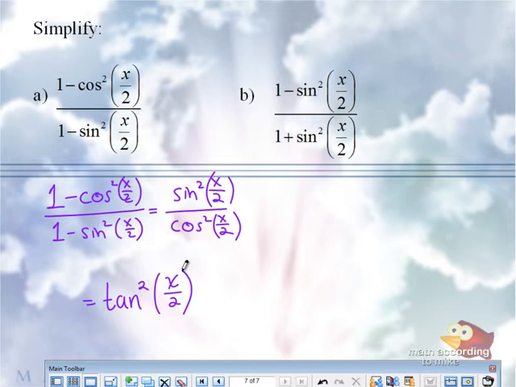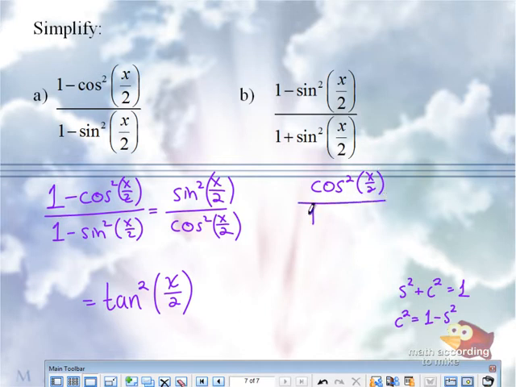What's this next one? 1 minus sine squared of x over 2 over 1 plus sine squared of x over 2. Thoughts? Feelings? Cosine squared of x over 2 over 1 plus sine squared of x over 2.